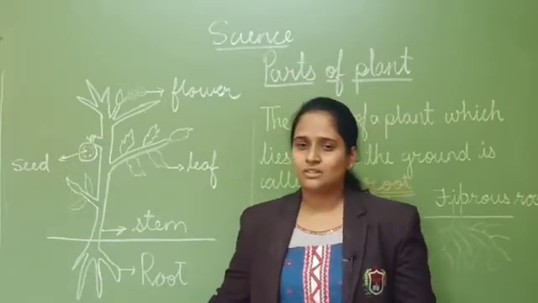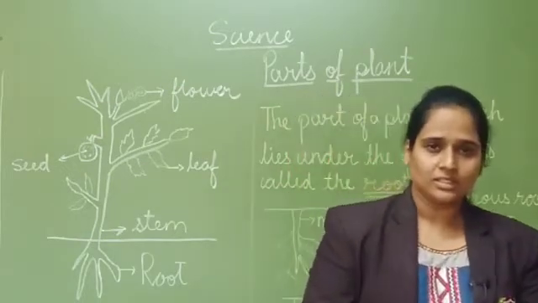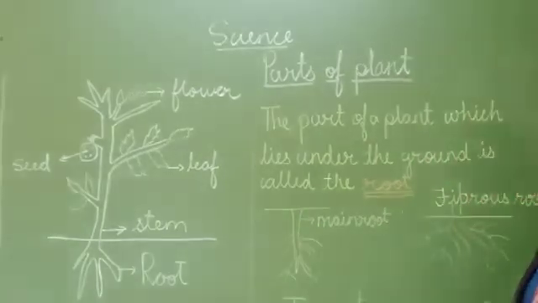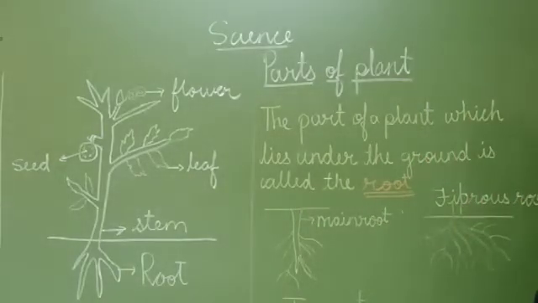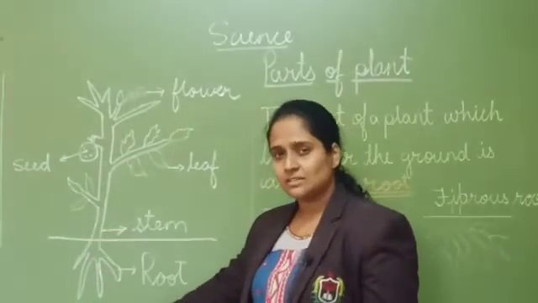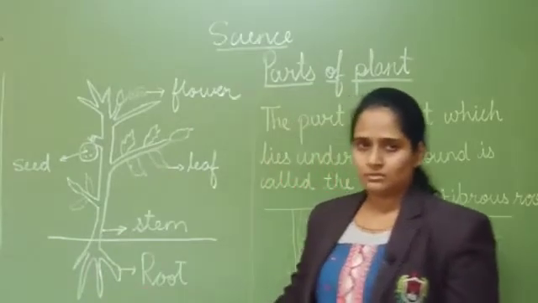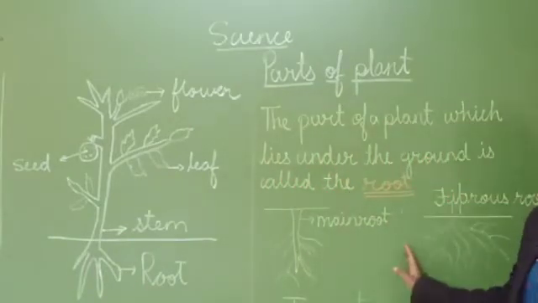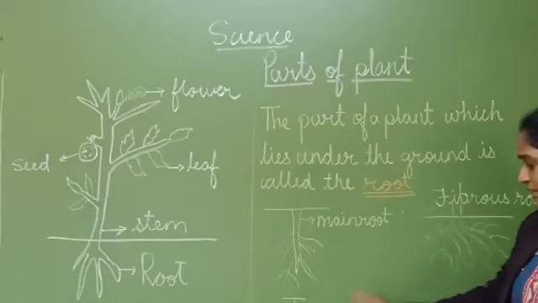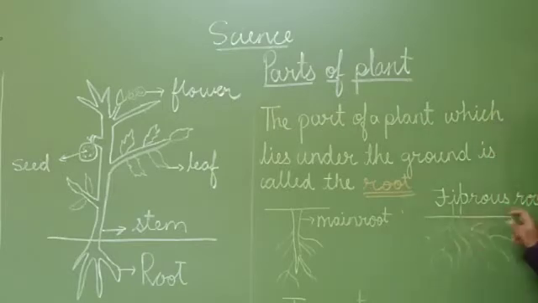In this chapter, today we are going to learn about root. Now, the part of a plant which lies under the ground is called root. Which part of the plant is called root? The part which is under the ground, that is called root. Now, in this chapter we will learn there are two types of roots. Which are they? One is tap root and one is fibrous root.